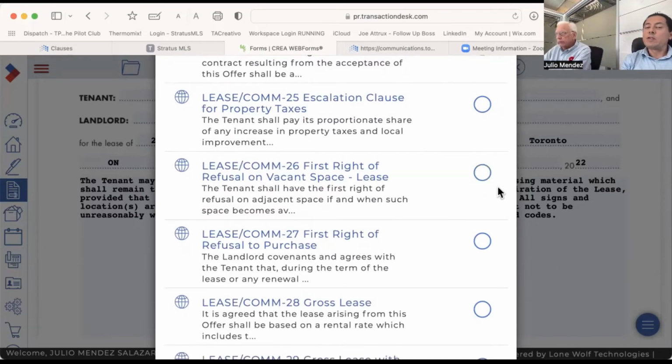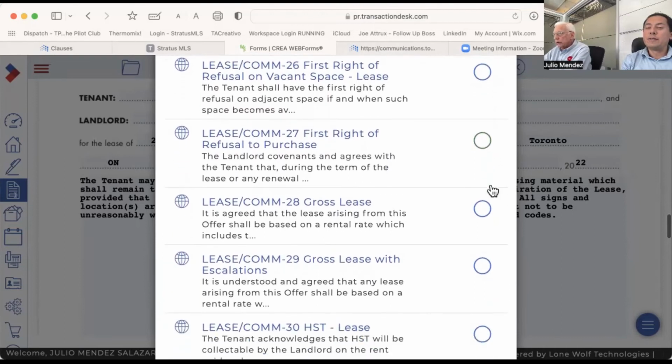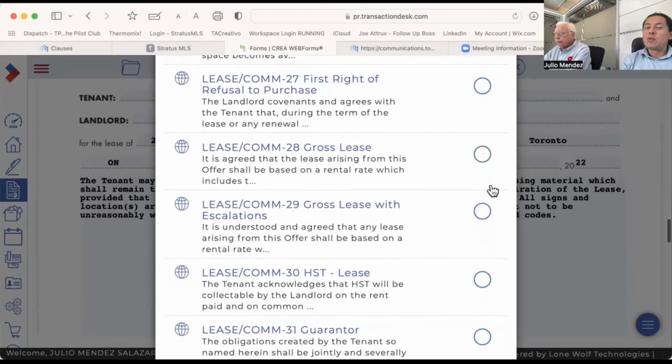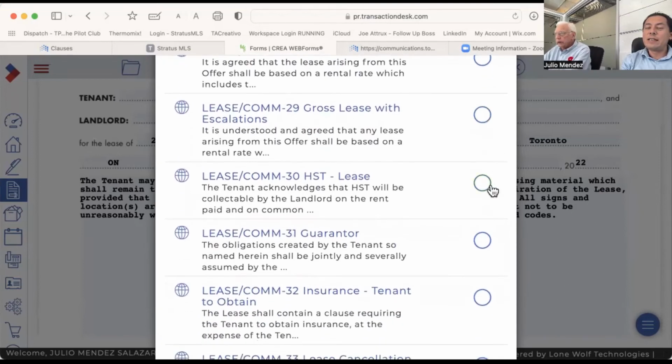First right of refusal on vacant space. Lease. No. Okay. First right of refusal to purchase. No. Gross lease. No. Gross lease with escalations. No. HSD. Yes. Okay.